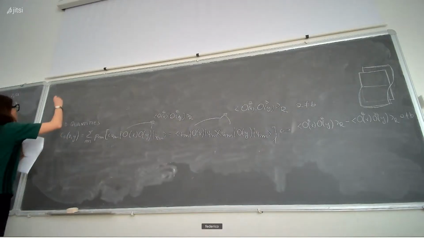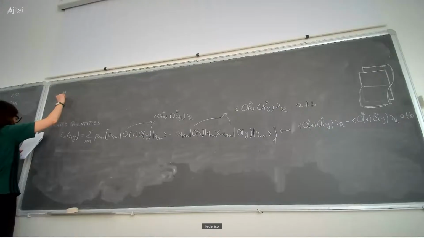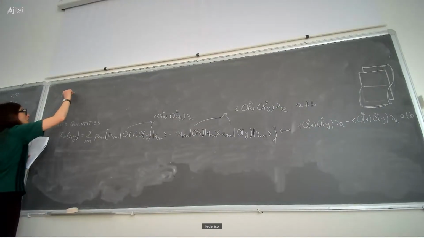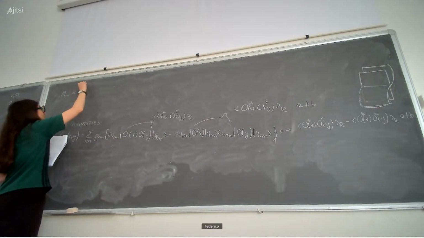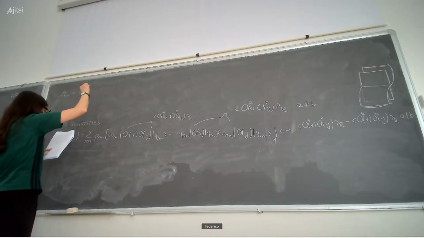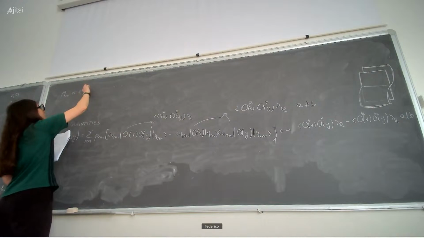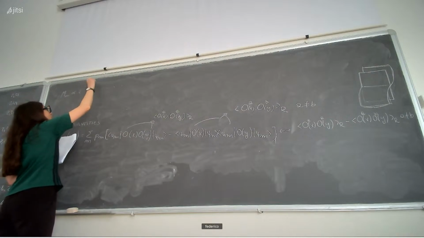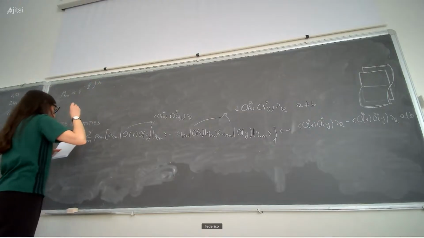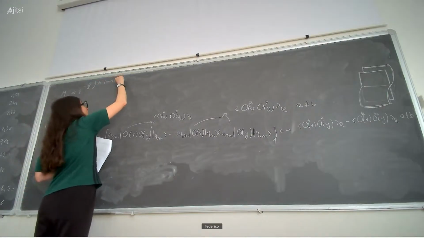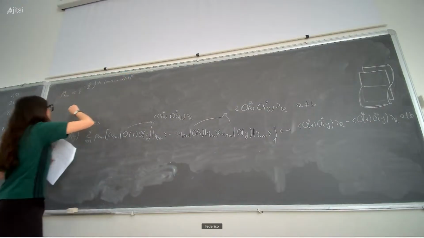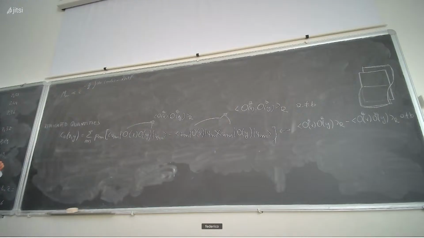So, suppose that we have a measurement operator M of m, which is proportional to the exponential of the integral dx, m of x minus x, which is an operator. So I have a Gaussian measurement.